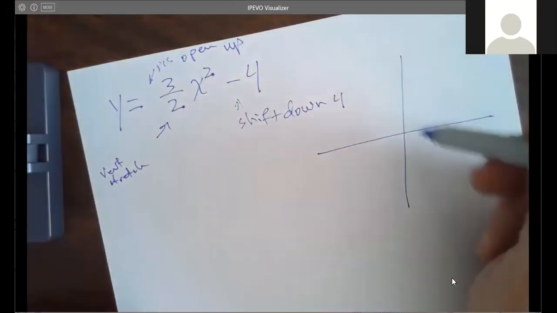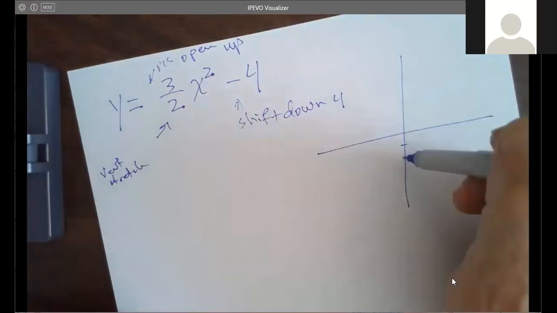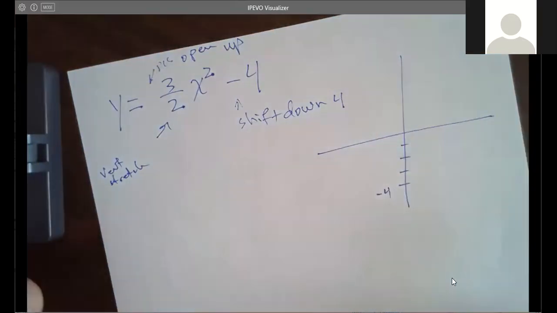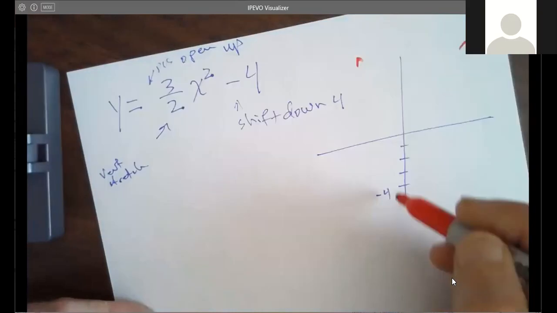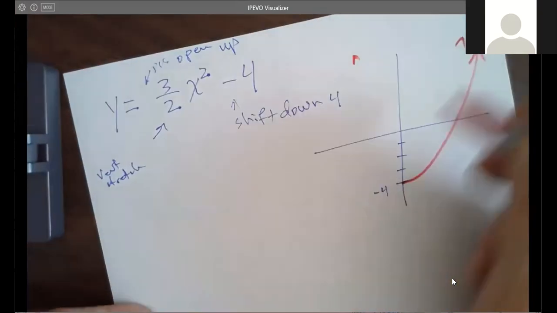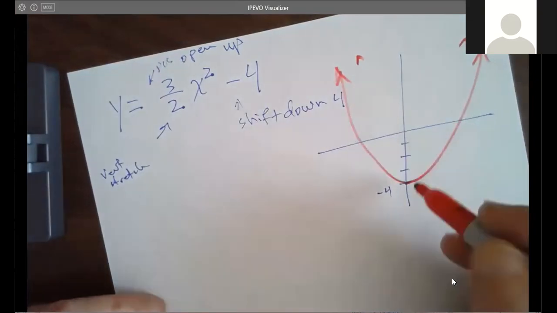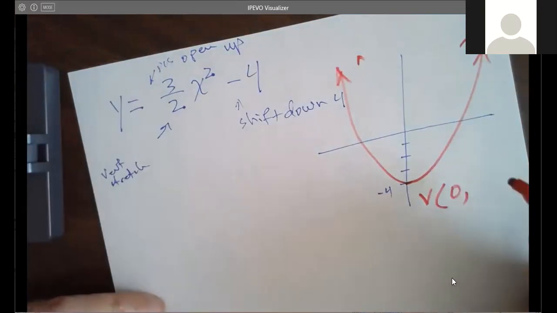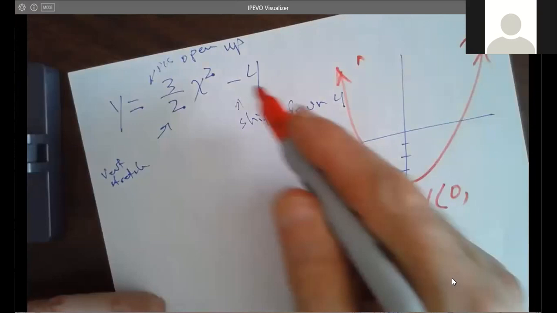Okay, so basically it did not move right or left, so it's just going to shift down 1, 2, 3, negative 4. And we said it opens up. So it's just going to open this way. And so the vertex, because it did not shift right or left, the h part is 0. K is going to be negative 4.